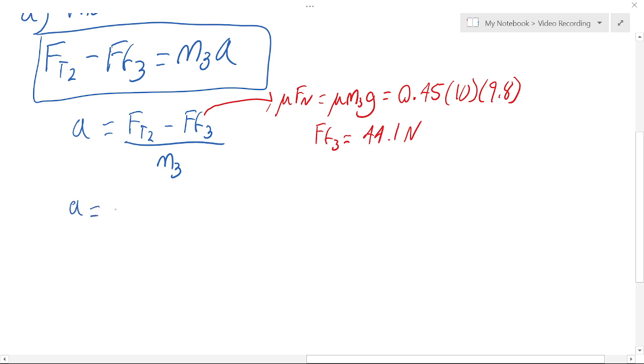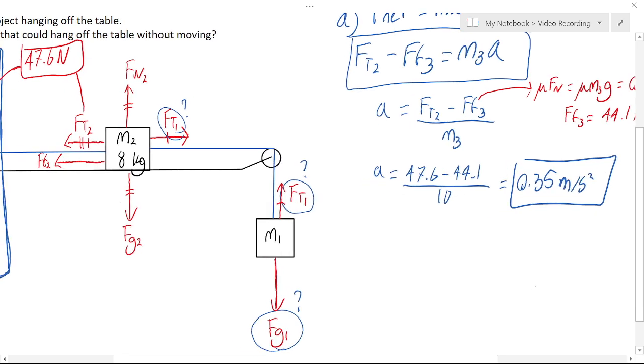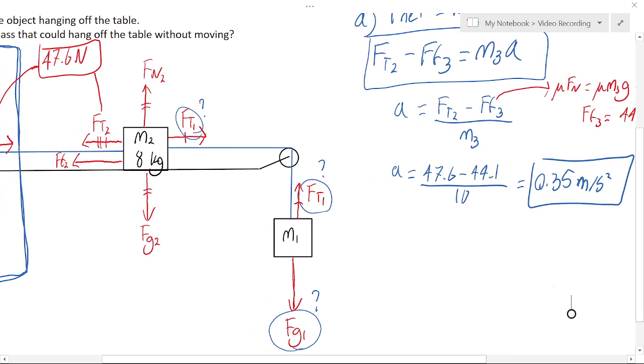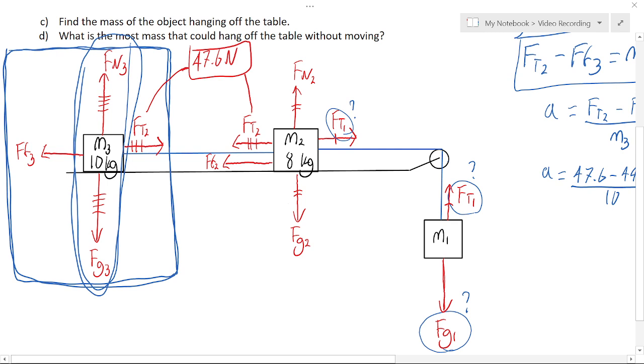Okay, so let's carry on with our problem here. We find A equals 47.6, the tension that was given to us, minus 44.1, the friction we just found, over M3, which is 10. And we find that the acceleration is 0.35 meters per second squared. Okay, so that means that the block hanging off the table is accelerating downwards at 0.35. They all have the same acceleration because they're connected by ropes. So M2 and M3 are pulled forwards to the right at 0.35 meters per second squared.